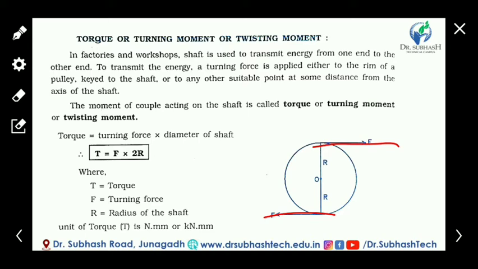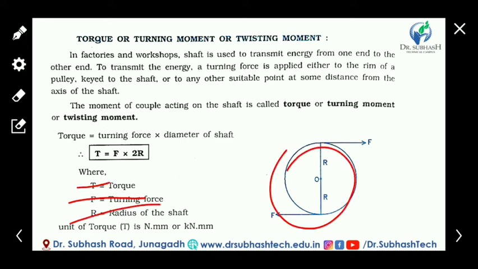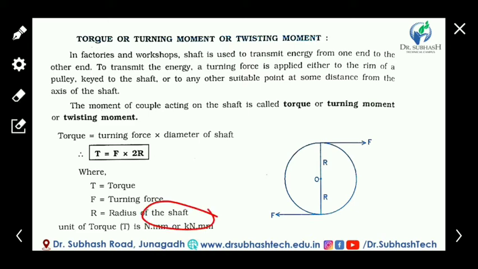So what is the value of torque? It is the force into the perpendicular distance between the two forces. The perpendicular distance is 2r and the force is F. So T equals F into 2r. F is the turning force to turn the shaft, T is the torque and r is the radius of the shaft. Now the unit of torque or turning moment or twisting moment is Newton meter or Newton mm or kilonewton mm. Okay, clear?